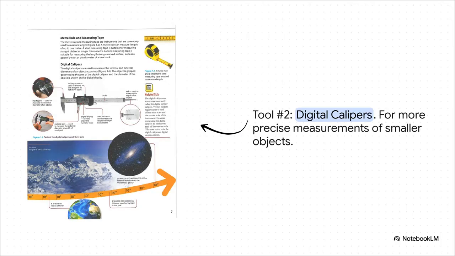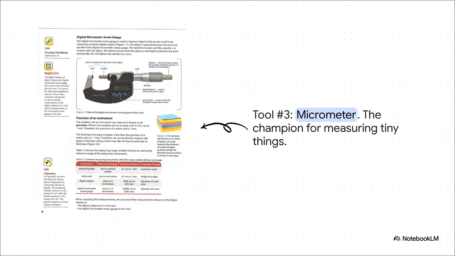But what if you need to measure something smaller and you need to be more exact, like the thickness of your phone, maybe? That's when you level up to digital calipers. They'll give you a way more precise reading for these smaller kinds of objects. And for the really, really tiny things, well, then you bring out the champion, the micrometer screw gauge. This is the tool you'd use if you wanted to measure the thickness of a single sheet of paper or even a strand of hair. It's the king of precision for the small stuff.